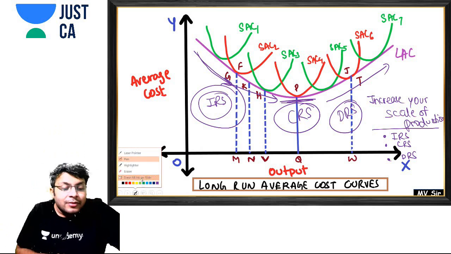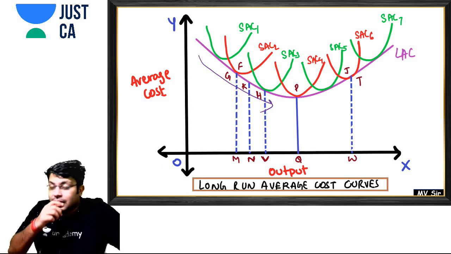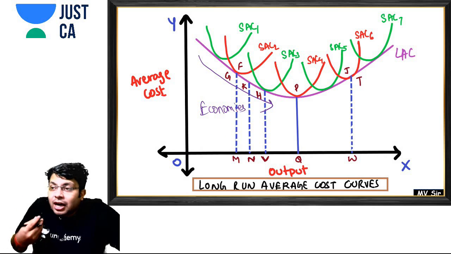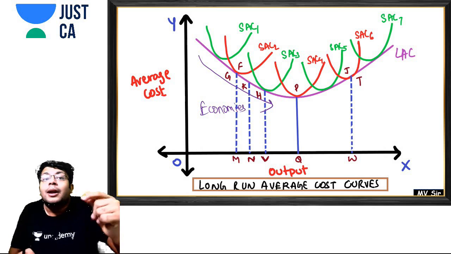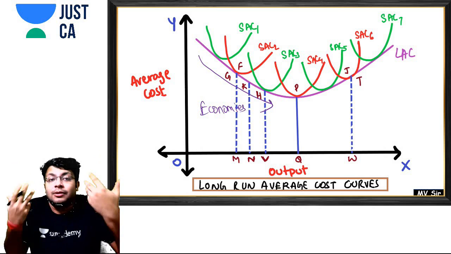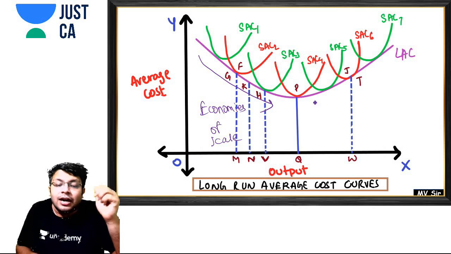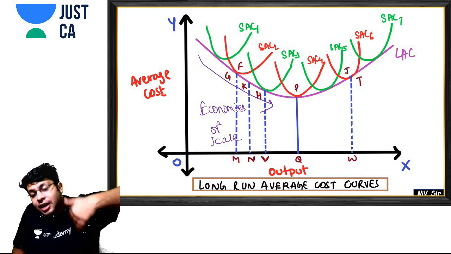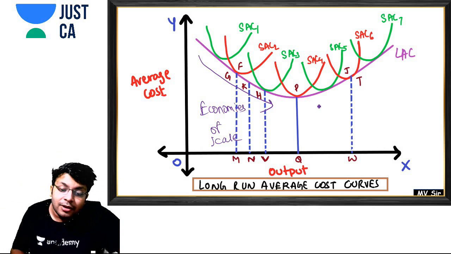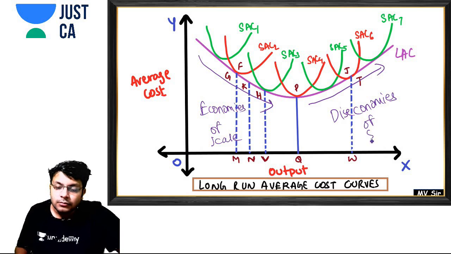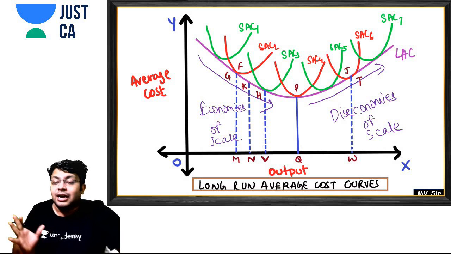Or you can also say that initially when you increase your production, you encounter economies of scale. What do you mean by economies of scale? That because of larger production, your per unit cost decreases. So initially you encounter economies of scale, but after a point of time, if you keep on increasing your output, what will happen? After a point of time, you will start facing diseconomies of scale. And when you start facing diseconomies of scale, what happens? Your long run average cost curve starts increasing.